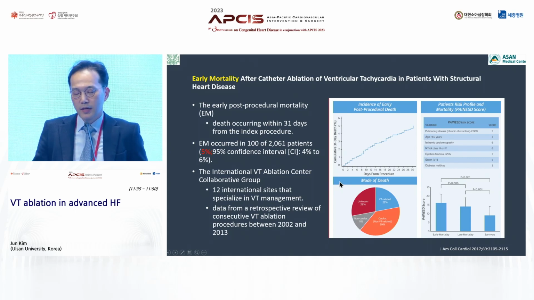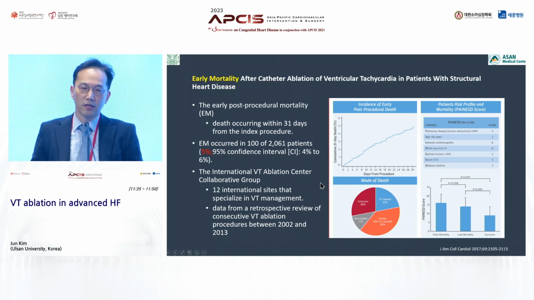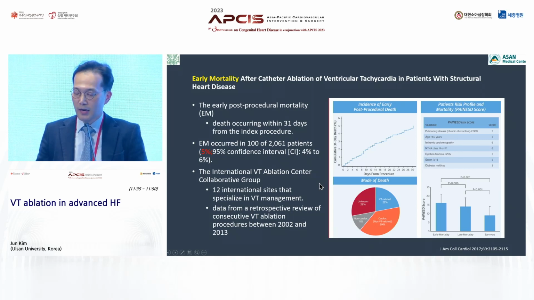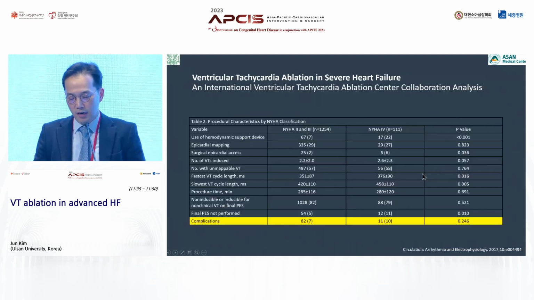And cath ablation of VT in a patient with advanced heart failure has an early mortality rate of 5%. It's really high, and far greater than CABG surgery or mitral valve surgery. It's associated with risk factors for acute mortality: COPD, elderly, ischemic cardiomyopathy, advanced heart failure, ejection fraction less than 25, or electrical storm. If the point score is greater than 17 or 18, the mortality rate is really high.